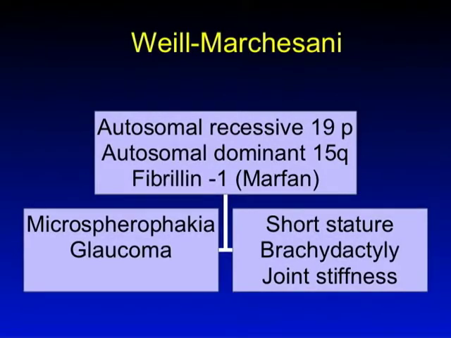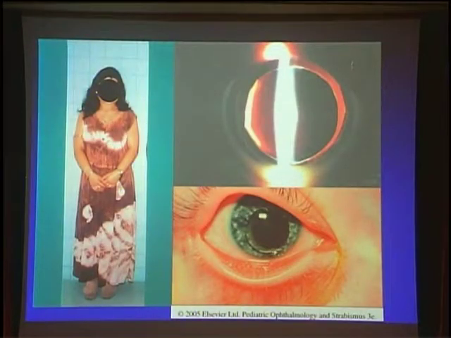Well, Marchesani. This is also located in chromosome 15, like Marfan. However, the patients with Weill-Marchesani are totally different from the patients with Marfan. So remember, even though it's in the same chromosome, they're actually the opposite. They're not tall, they're very short, they're not skinny, they're a little bit more chubby, so like this patient. And the lens is small, and the dislocation is anterior.